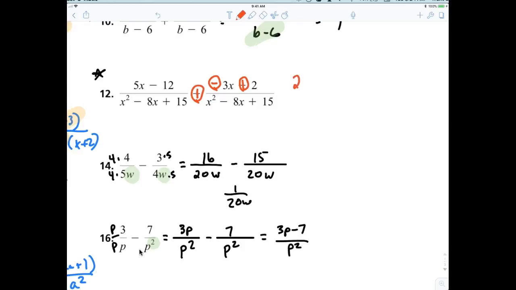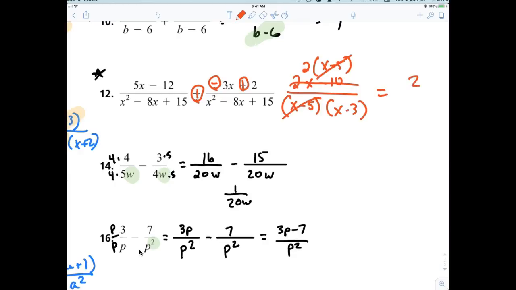So you end up with 2x minus 10 over, now let's factor the bottom into x minus 5, x minus 3, because we noticed this can factor into 2 times x minus 5. So does that make sense? Then the x minus 5s can cancel, and you're left with 2 over x minus 3. Do you have any problems?